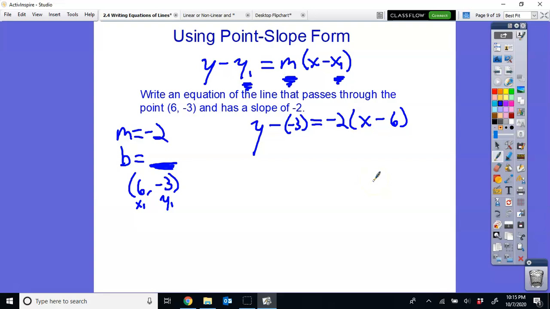Now if you are in South Carolina, there's an end of course test for Algebra 1 where they'll expect you to probably know the point slope form.